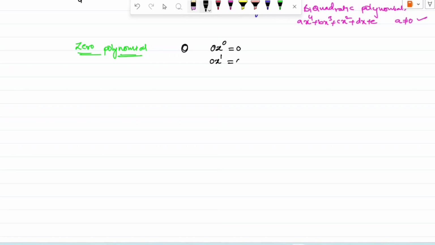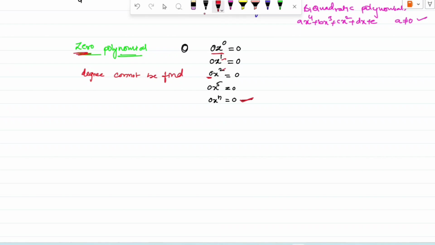0 into x power 1, the answer is 0. 0 into x square, the answer is 0. 0 into x power 5 is also 0. Similarly, 0 into x power n is also 0. It is very simple to understand: whatever exponent you take, times the coefficient 0, the answer is still 0. Then for the zero polynomial, the degree cannot be found.